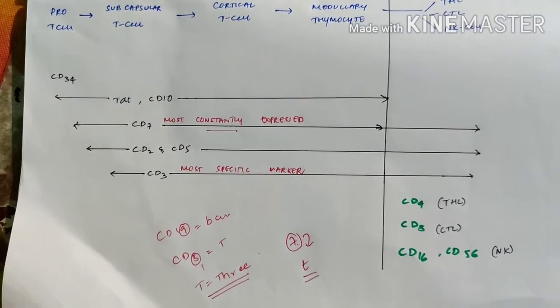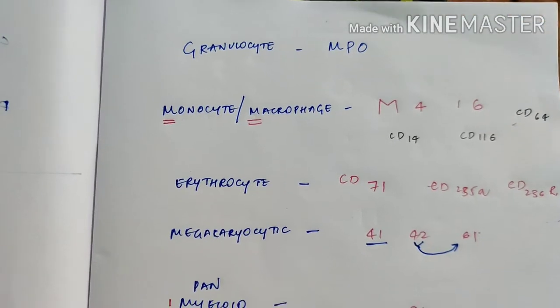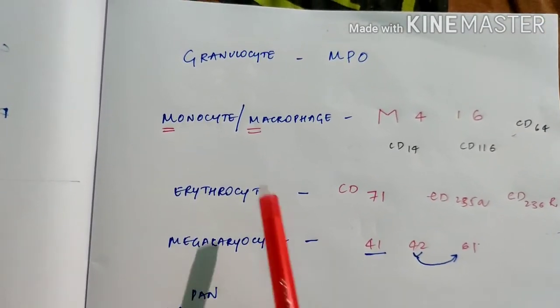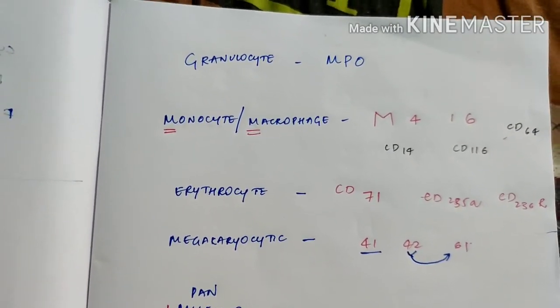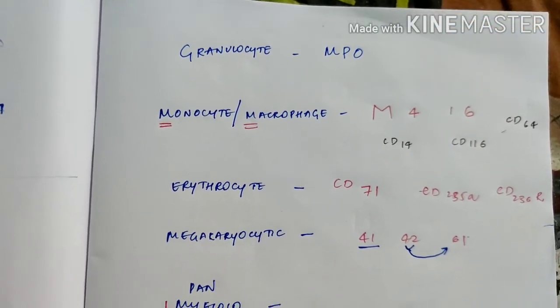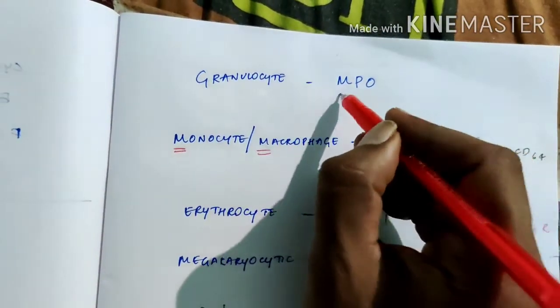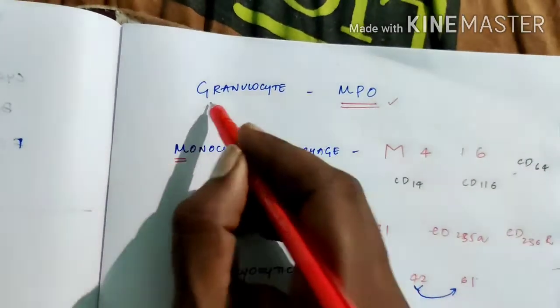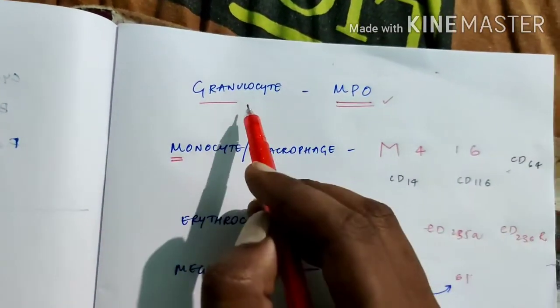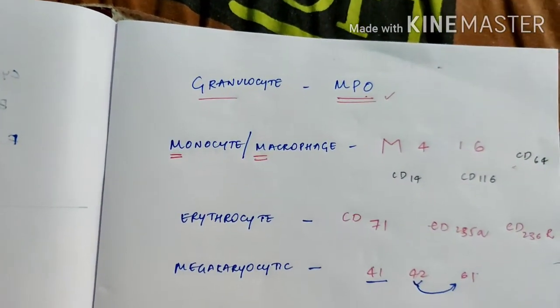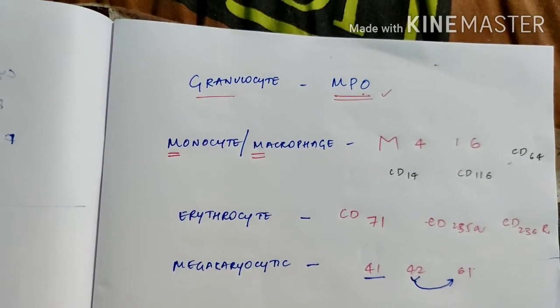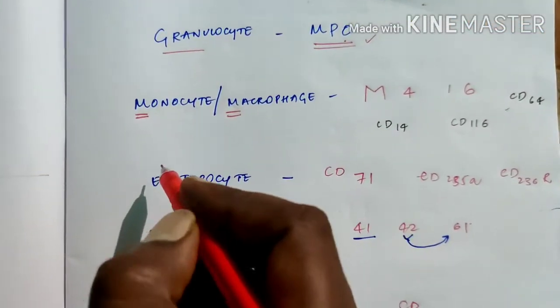of T cells. After knowing about lymphoblastic lineage, you learn about myeloblastic lineage. Here, the specific marker for granulocyte is myeloperoxidase. Everyone knows that granulocyte has granules. The granules are myeloperoxidase positive. So that is the marker for granulocyte. And now here comes the trick.